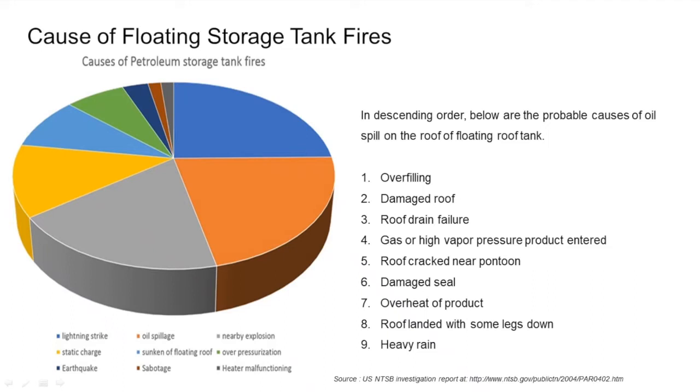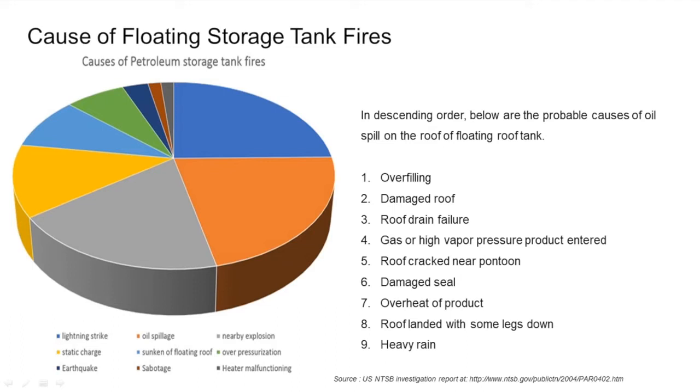The same research also mentions, in descending order, the main causes of fire in floating roof tanks. One is overfilling, which means human error for sure, because they didn't monitor exactly the filling of the tank, so it's overfilled and it can cause a fire. Overfilling also means the rim seal moves faster and slower, and that can cause friction, and fire damage can happen.